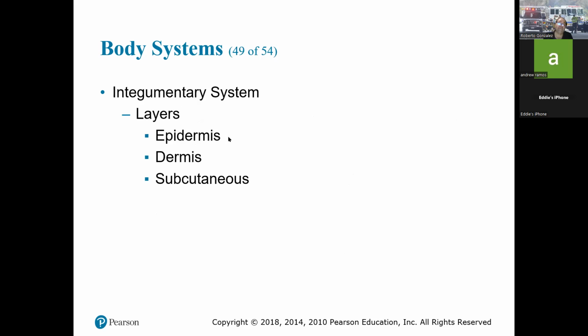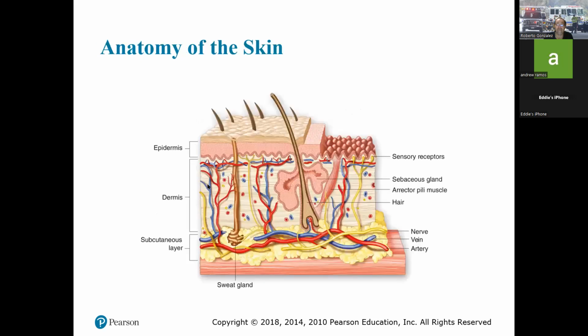Layers of the skin, we have the epidermis, dermis, and subcutaneous. The first top layer that you get to see is your epidermis. So if somebody tells you, hey, your epidermis is showing, that's what they mean. The dermis is below that. You have blood vessels and some glands. Subcutaneous is basically lower. You notice this right here: epidermis, the dermis itself, and your subcutaneous layer.